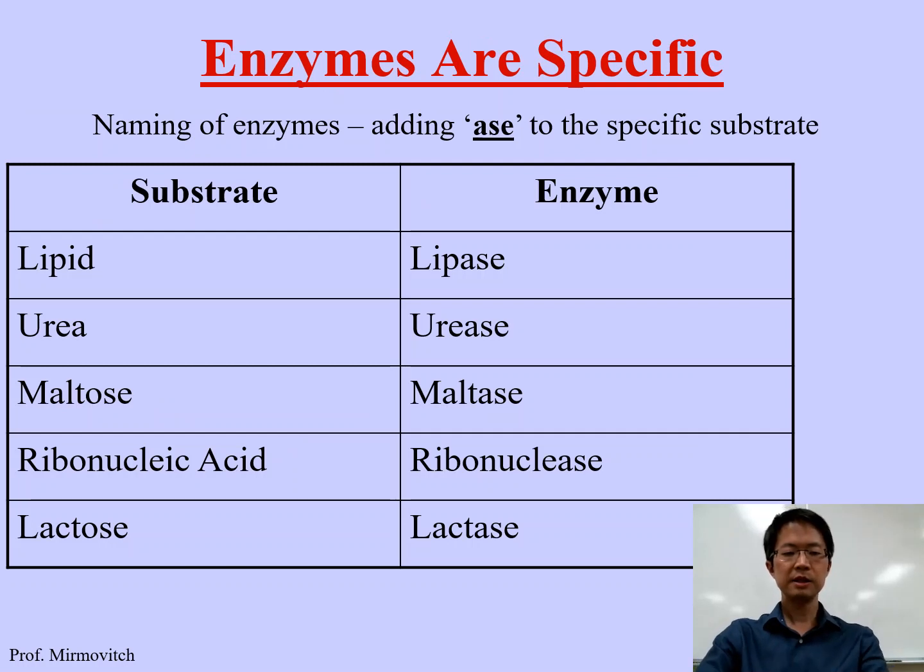Last but not least, name the enzyme that has an ASE for a specific substrate. To break down lipid, we have lipase. To convert urea, you have urease. To break down maltose, you have maltase. To break down ribonucleic acid, we have ribonuclease. To break down lactose, we have lactase. So remember, when we see a word that ends with ASE, this is usually an enzyme, and most of the enzymes are proteins. So that's the end of today's lecture.